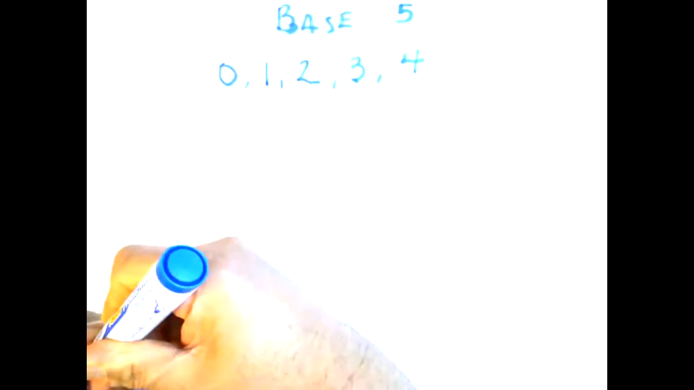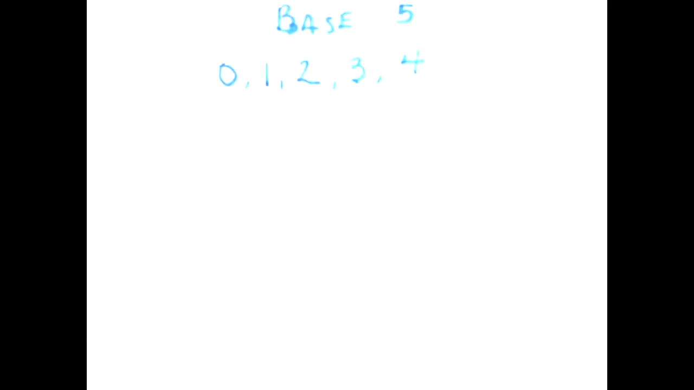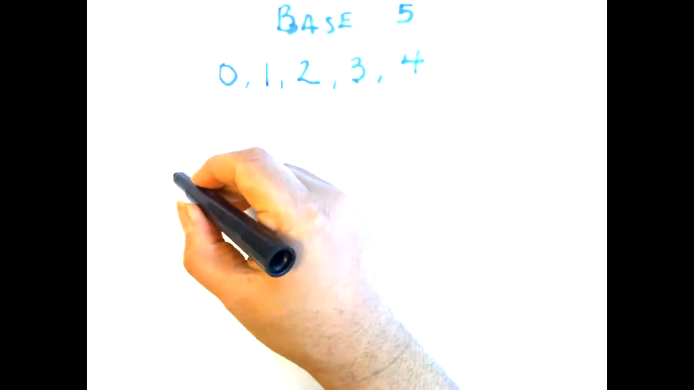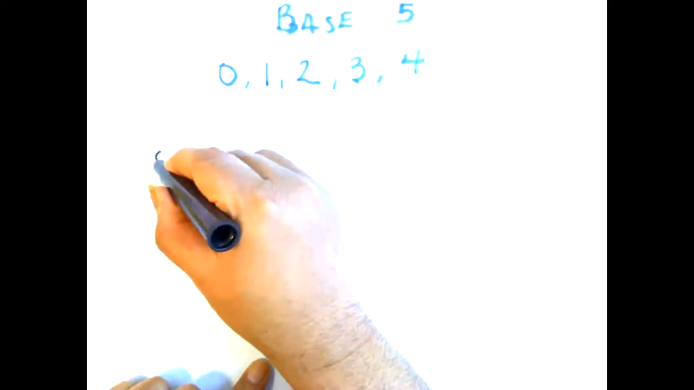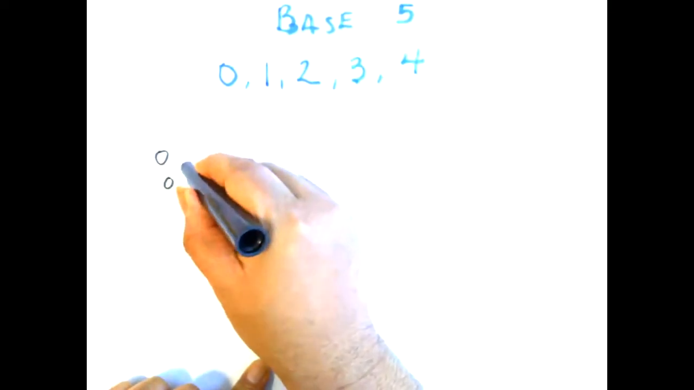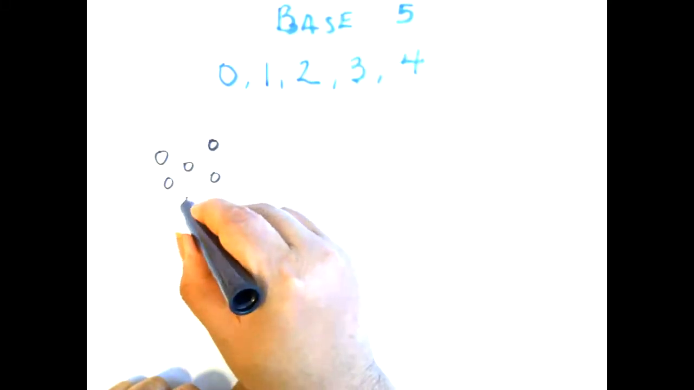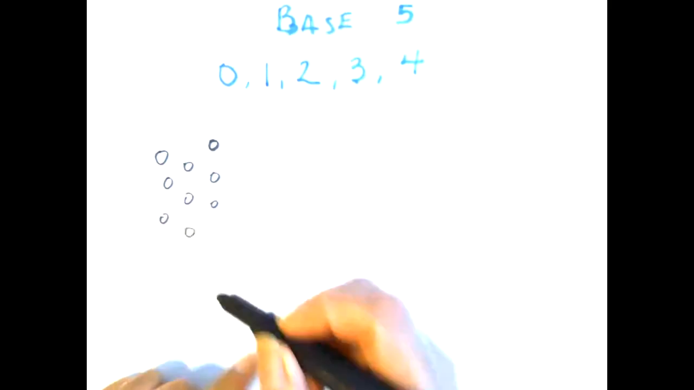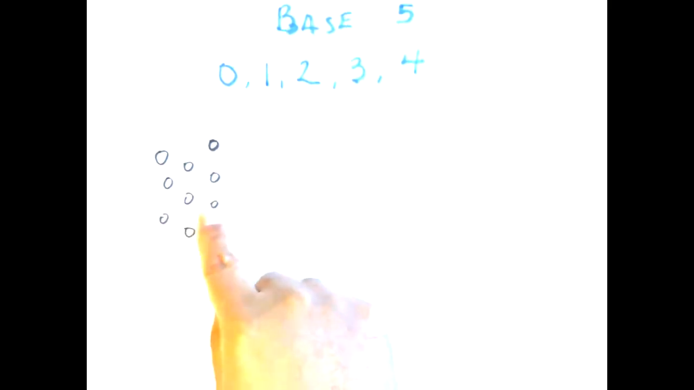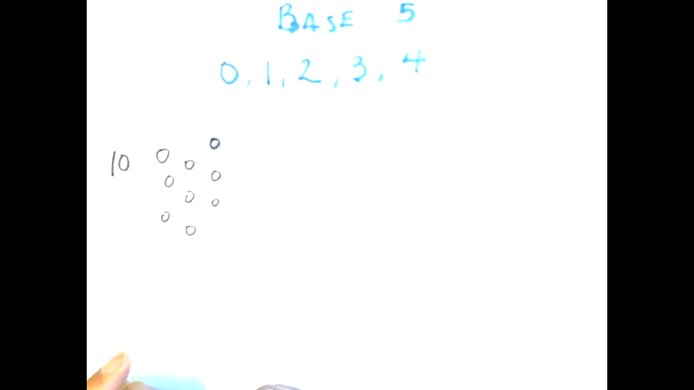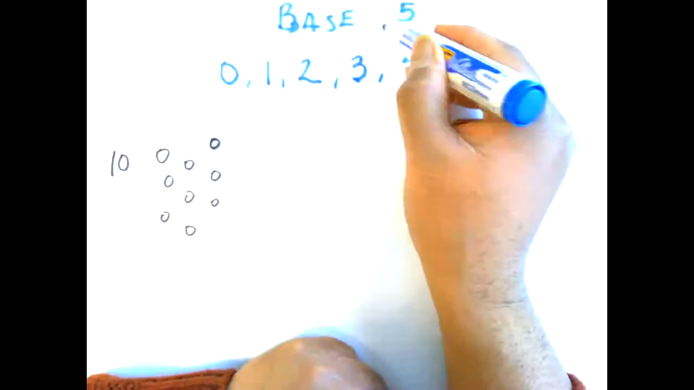So here, let's choose a different pen. If we have, let's say, 10, so 1, 2, 3, 4, 5, 6, 7, 8, 9, 10. So in our counting system, this would be called 10, right? But in base 5, it will be called differently. So we group this in terms of 5, because we're counting in 5.